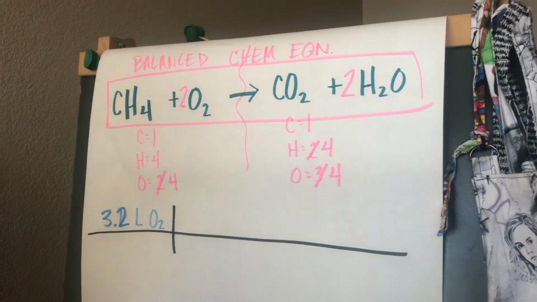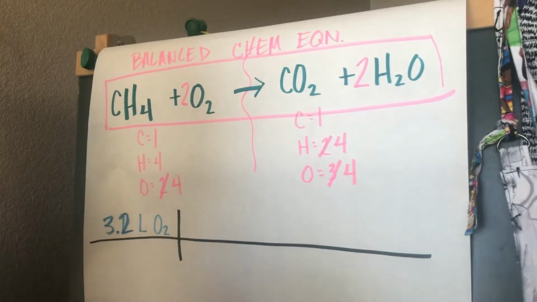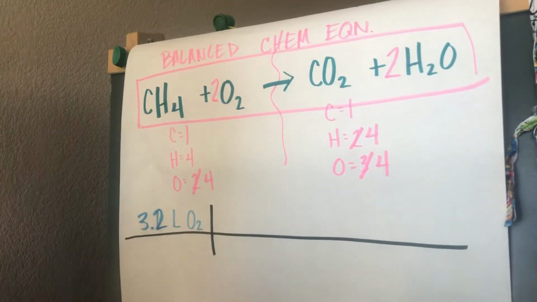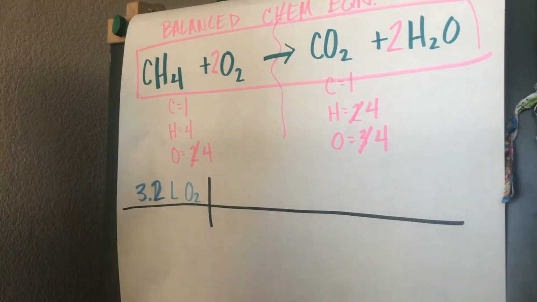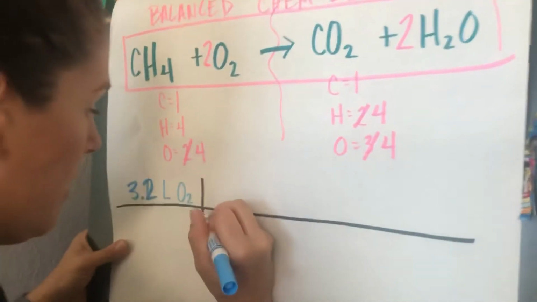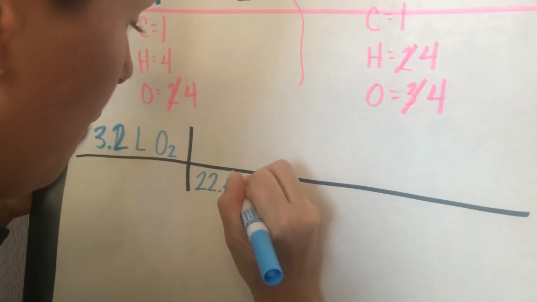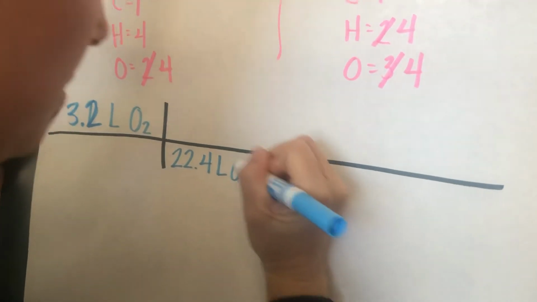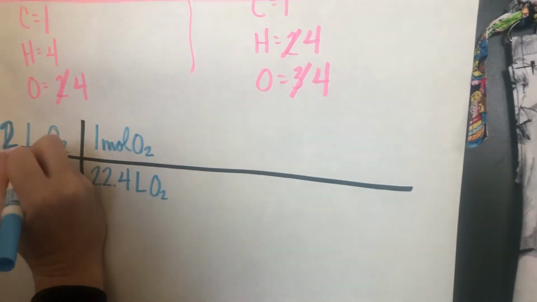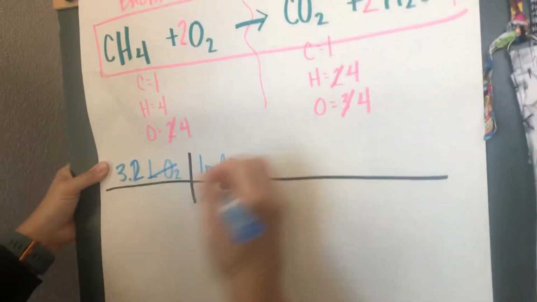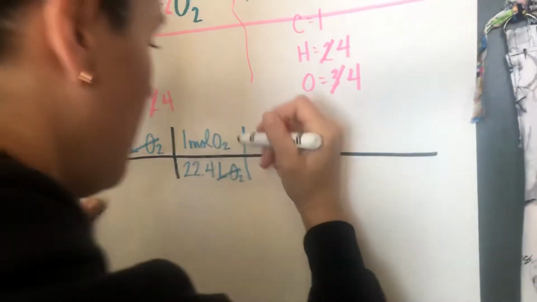All right, 3.2 liters of oxygen gas, and I know the conversion factor that 1 mole of any gas at STP, and it said assume STP, is going to occupy 22.4 liters. So this is how we get rid of those liters and get to moles: 22.4 liters of O2, 1 mole of O2. Now liters of O2 cancel, and now we're at moles of O2.